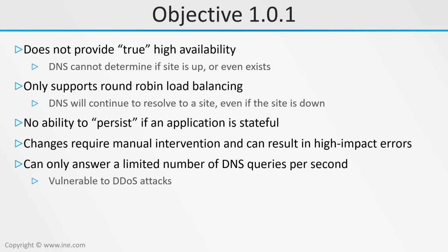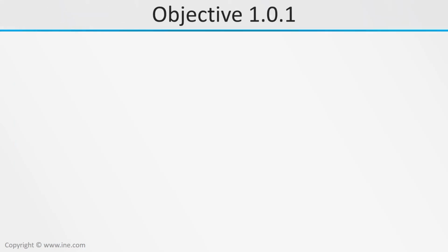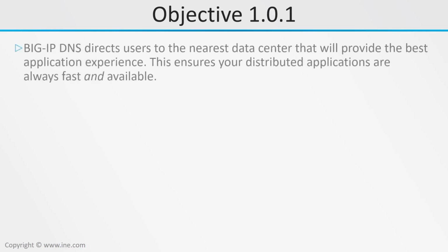Traditional DNS workarounds might have included additional DNS servers, but this only exacerbates the problem, right? Because you have more maintenance and patching and just a lot more manual intervention required. Okay, so let's see how BIG-IP DNS can solve all those issues with the native DNS protocol.